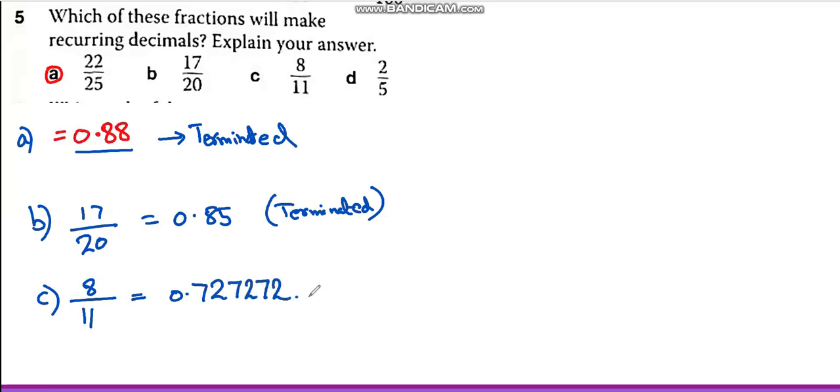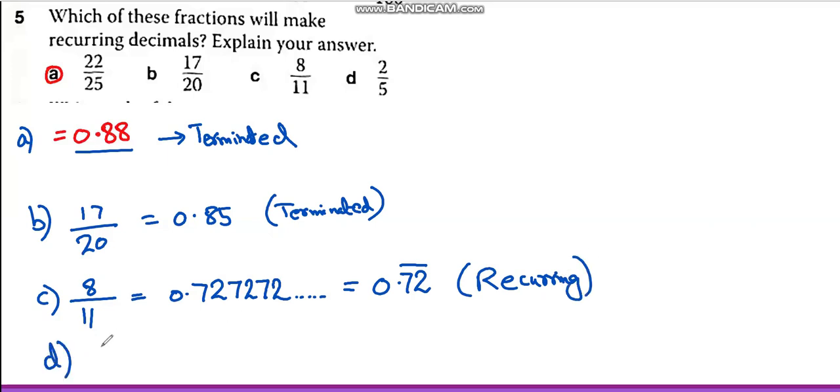0.727272, and we can put dots to show that it's never ending. So we can also represent this answer as 0.72, as we know that 72 is being repeated, so we can put a bar on 72, and we can mention that this decimal is recurring, means 72 is being repeated.